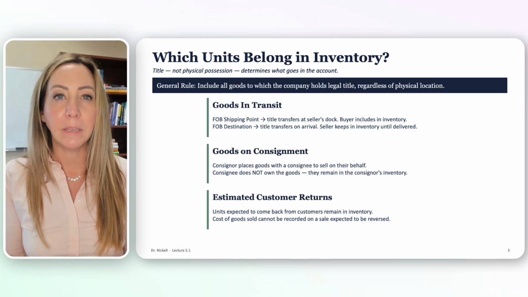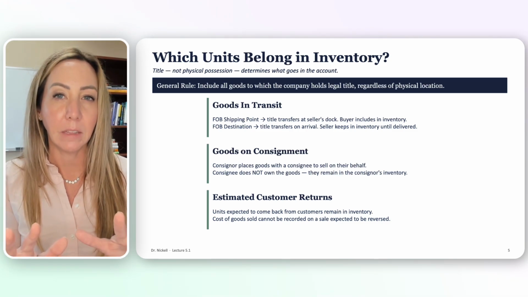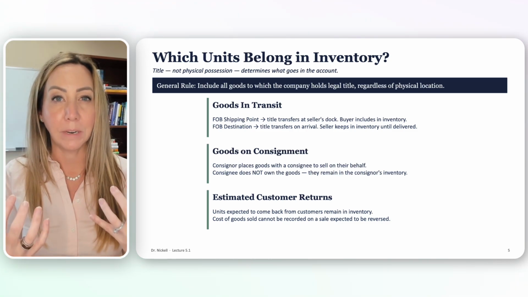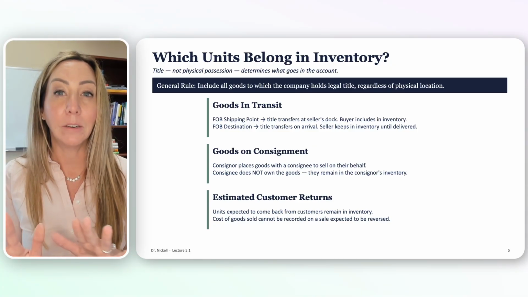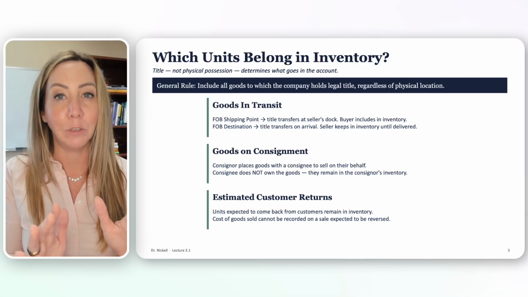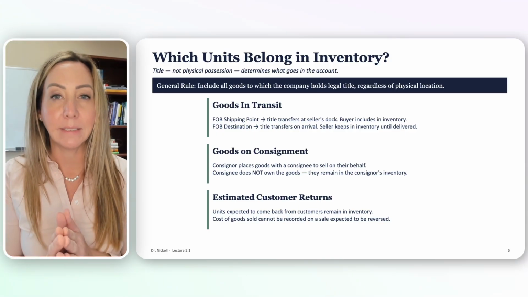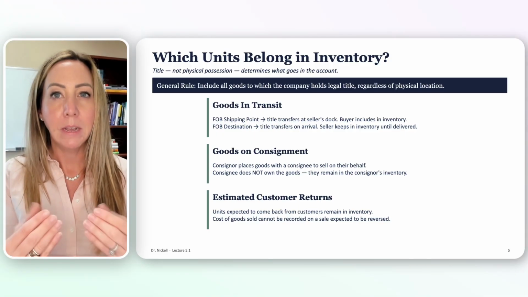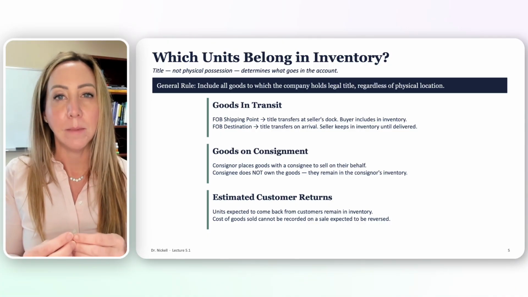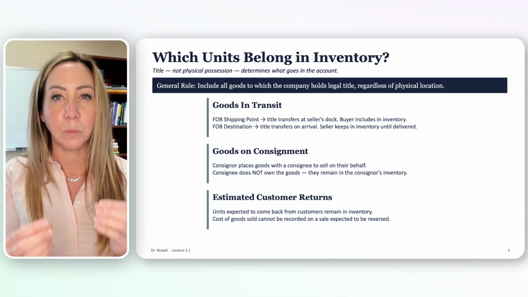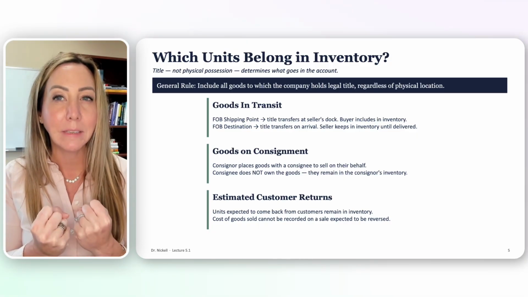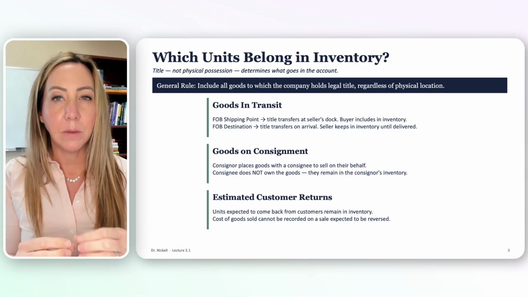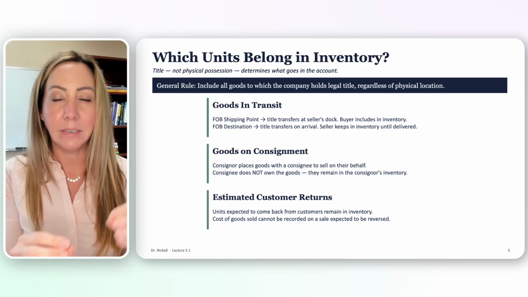FOB shipping point means title transfers when the goods leave the seller's dock. The buyer owns them in transit and should include them in inventory. FOB destination means title transfers only upon arrival at the destination. The seller retains them in inventory until delivered. A second case is goods on consignment. A consignor places goods with a consignee to sell on their behalf. The consignee holds the goods physically, but does not own them. They remain in the consignor's inventory until they're sold.